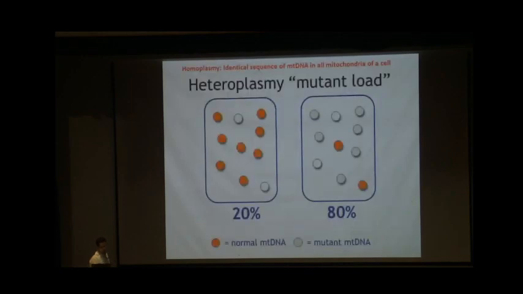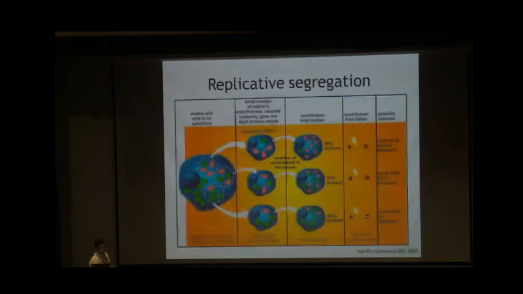The second important concept is heteroplasmy. Homoplasmy means that you have an identical sequence of mitochondrial DNA in all mitochondria of a cell. But what happens is, because of the bottleneck effect that I'll explain later, some of the mitochondria may be carrying a smaller amount of mutant DNA, and some of the mitochondria in the same cell may carry a higher proportion of mutation. So this is what happens.